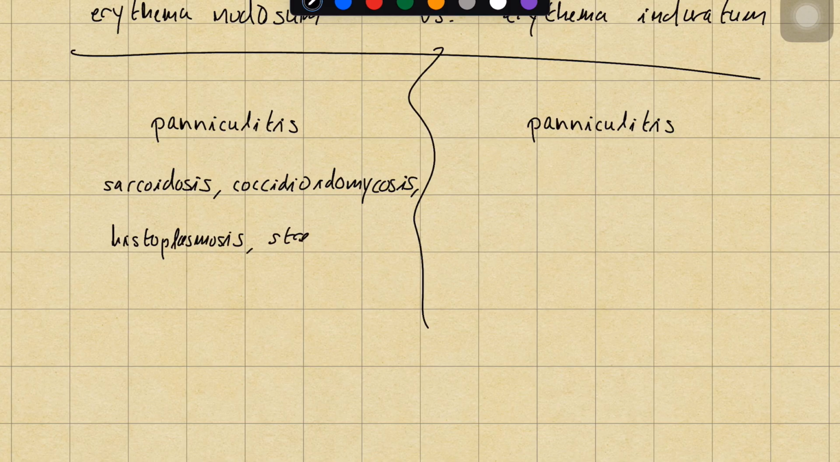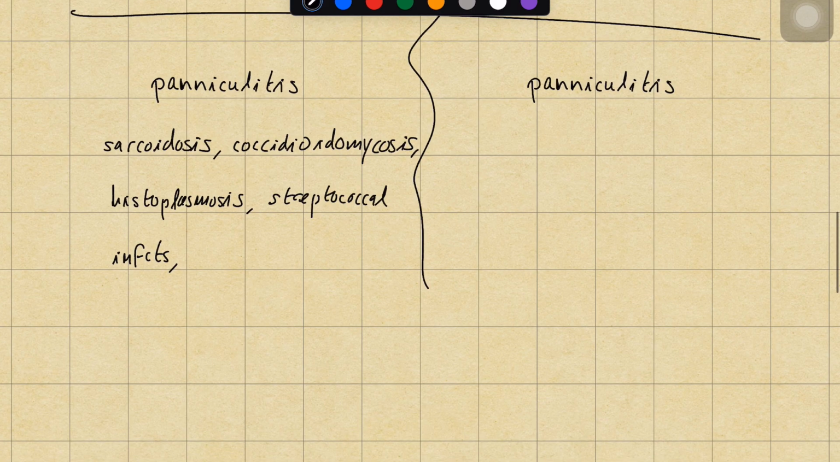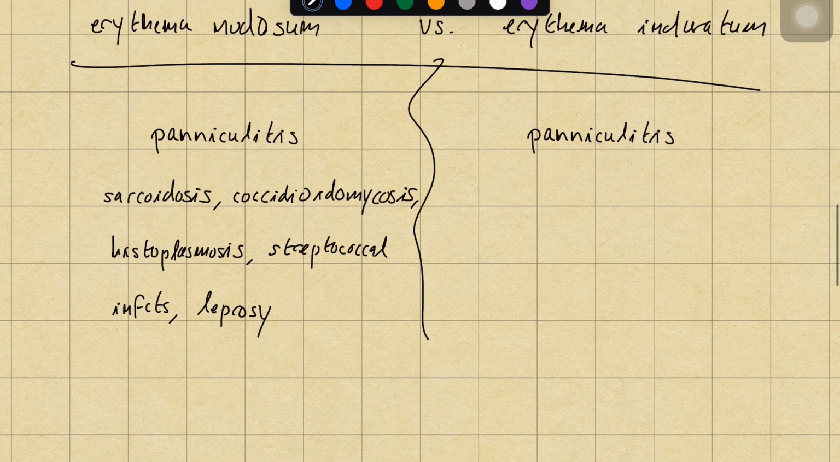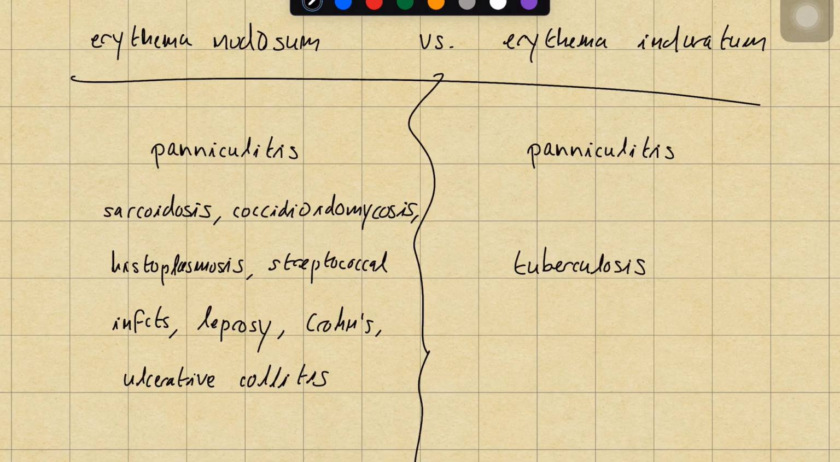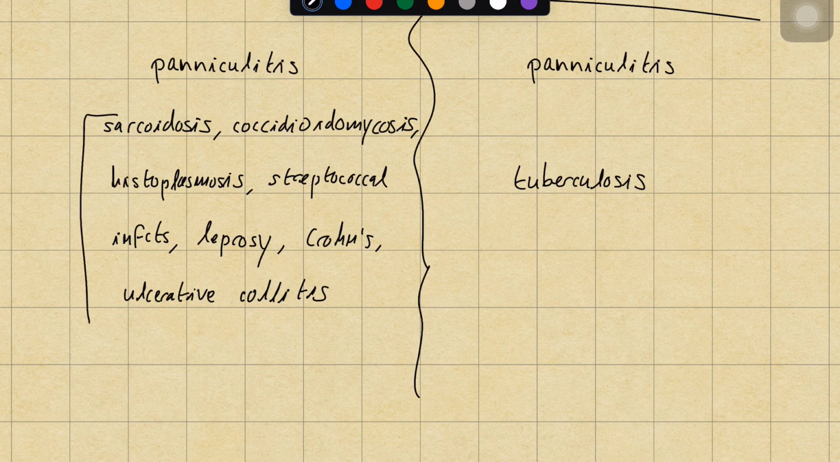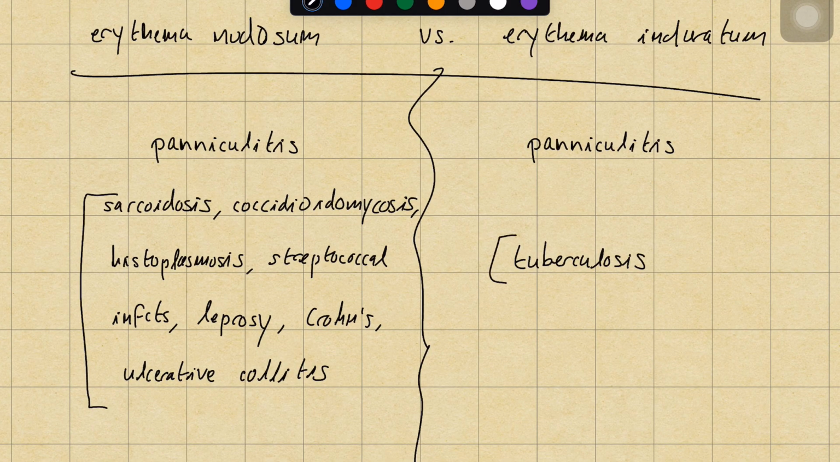It's even associated with some streptococcal infections. It's also associated with leprosy and Crohn's and ulcerative colitis. So that's a long list for erythema nodosum. If we compare that long list to erythema induratum, you'll see it's very highly specific to just tuberculosis.